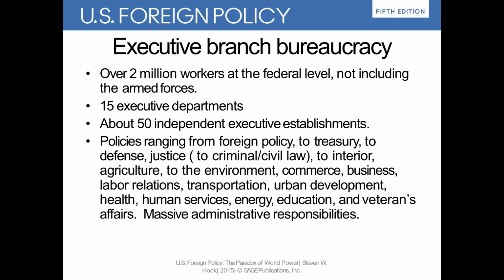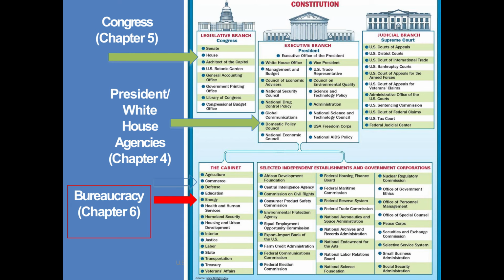So the executive branch bureaucracy is, in a nutshell, sprawling. There are over 2 million workers, 15 executive departments in the cabinet, and then 50 independent executive groups of some sort. So let's get right to this chart of the US government. And you can see I've given you arrows and the chapter number to identify exactly what falls under the executive branch versus the bureaucracy, because the bureaucracy is technically under the executive branch.